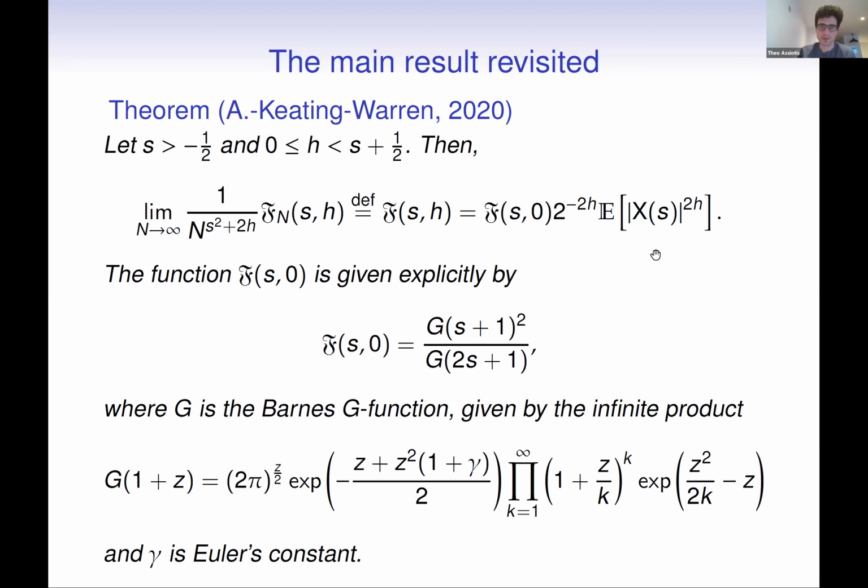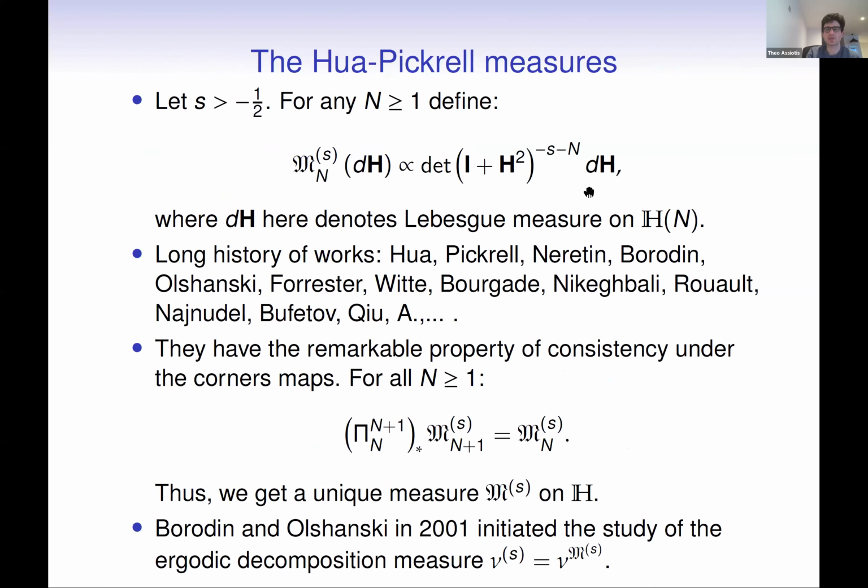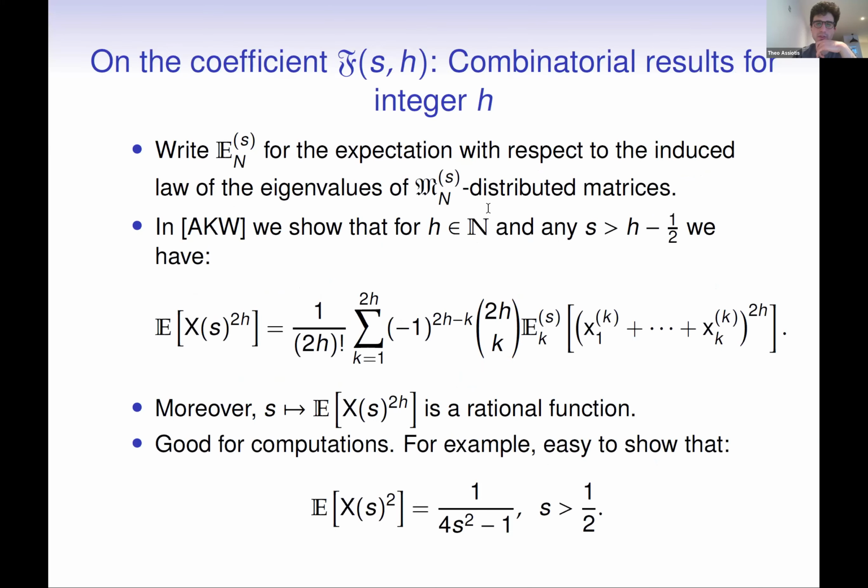Okay, so now I'm going to give you some results about the actual random variable. So for general s and integer h. Oh yeah, but actually, let me just define this expectation with respect to, so let me go back. This probability measure is a random matrix, as we said, on H_n. It has n random eigenvalues on the real line, and let me just write the expectation with respect to those eigenvalues, denoted by this.